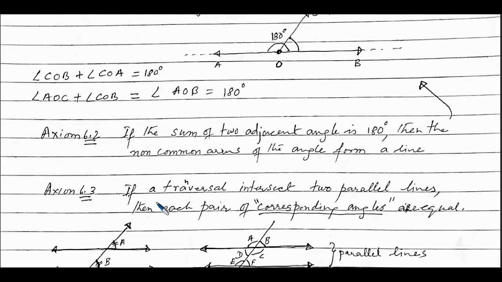Axiom 6.2: if the sum of two adjacent angles is 180 degrees, then of course, if the sum of two angles is 180, this has to be a straight line. Then the non-common arms of the angles form a straight line.